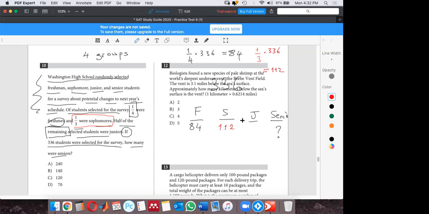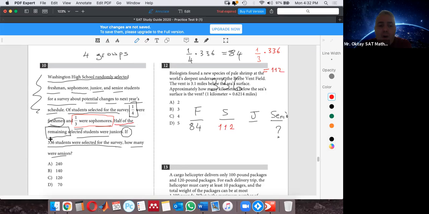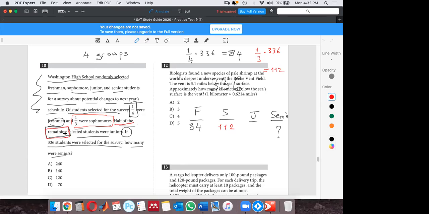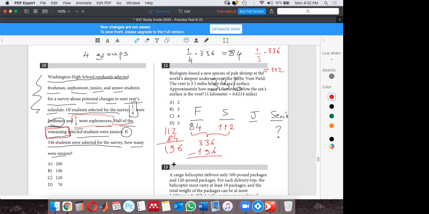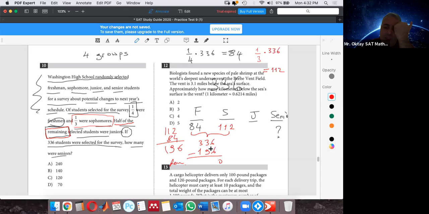Now, be careful. Half of the remaining. What does it have to mean? So, half of the remaining. First of all, how many have we used till now? 112, 84, so 196. Remaining means from the total, we should subtract. Is it clear? 336 minus 196 is 140. This is the remaining. So it says that half of the remaining, that means half of 140. Half means 1/2 times 140, which is 70. So this is now 70.